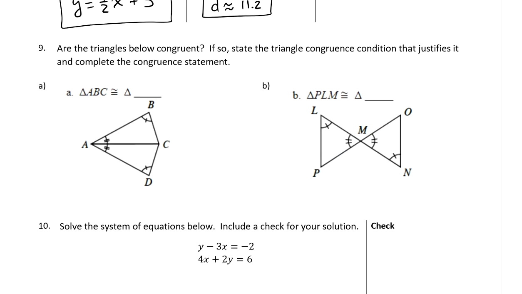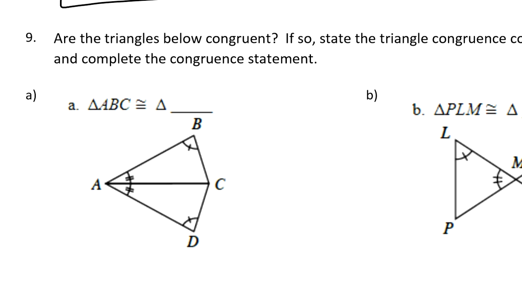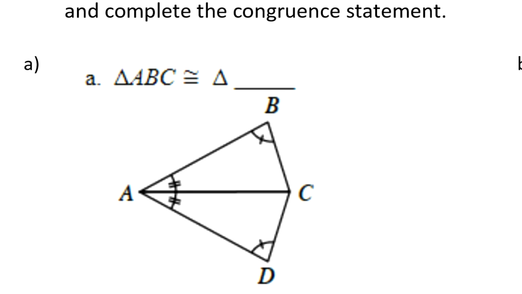In question number 9, it says, are the triangles below congruent? If so, state the triangle congruence condition that justifies it and complete the congruent statement. So these are starting to feel kind of familiar, right? If I look at these, I do have an angle, and then I've got this side. So I would say, yeah, these are congruent by angle, side. And then I need to get the right order here. It's triangle A, and then B, and then C. So I would say that would go with triangle A, and then D, and then C. So triangle A, D, C. And those are congruent by angle, side.